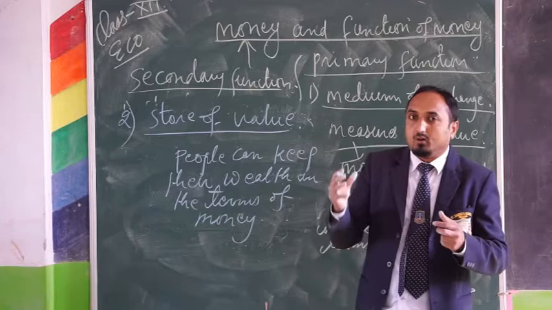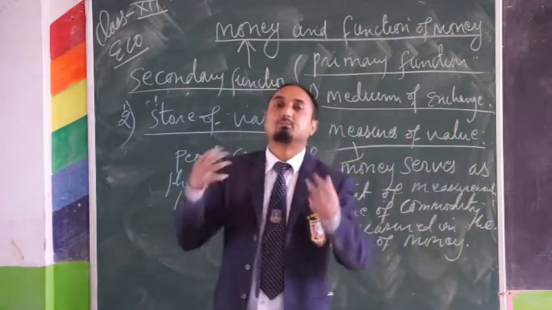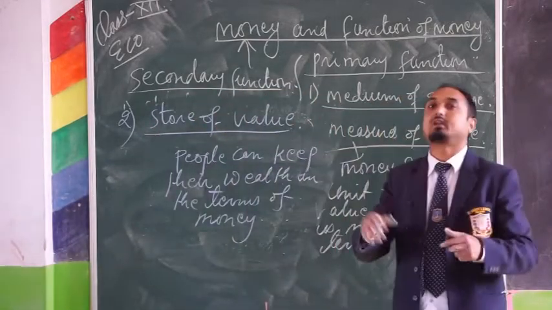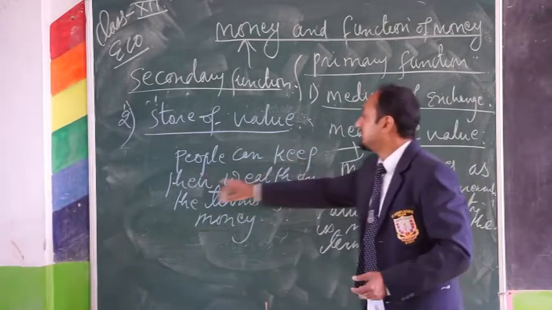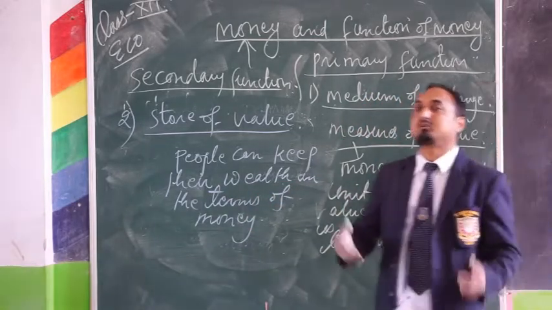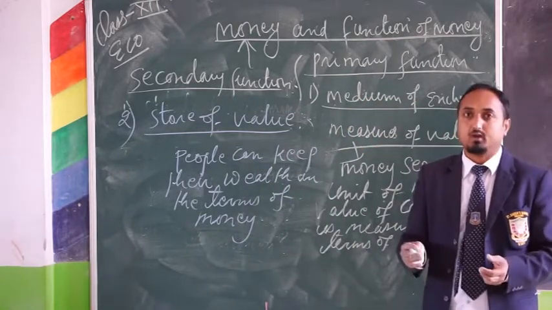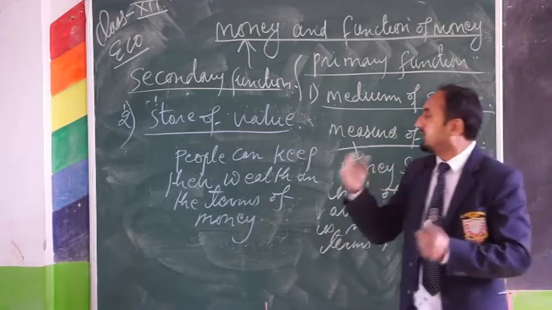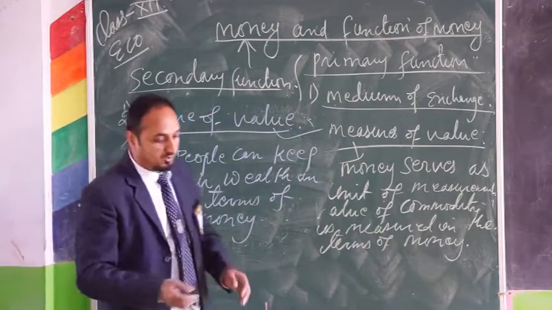Means by purchasing a piece of land, a flat, or a building, we can convert that money into asset form, or we can keep it in wealth form. So that's why people can keep their wealth in terms of money. You can deposit your money with the bank, and after 10 years, 20 years also you can withdraw your money. There is no problem. Your money will not decay. It is not a perishable item. We can store it. So that is also one of the important functions of money, that is store of value.